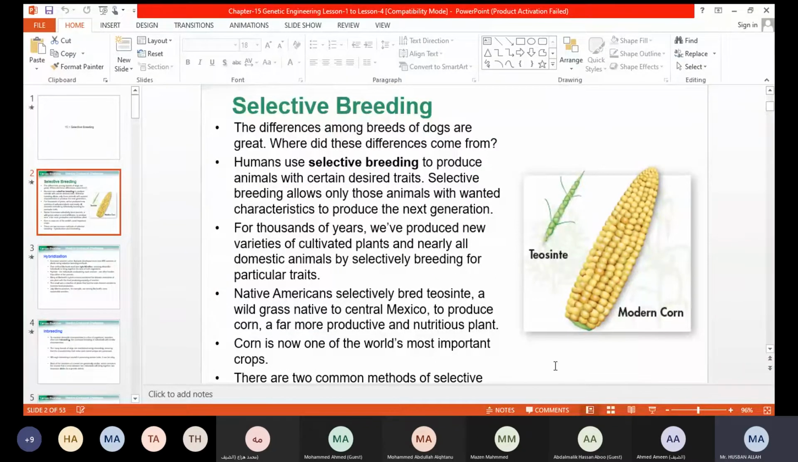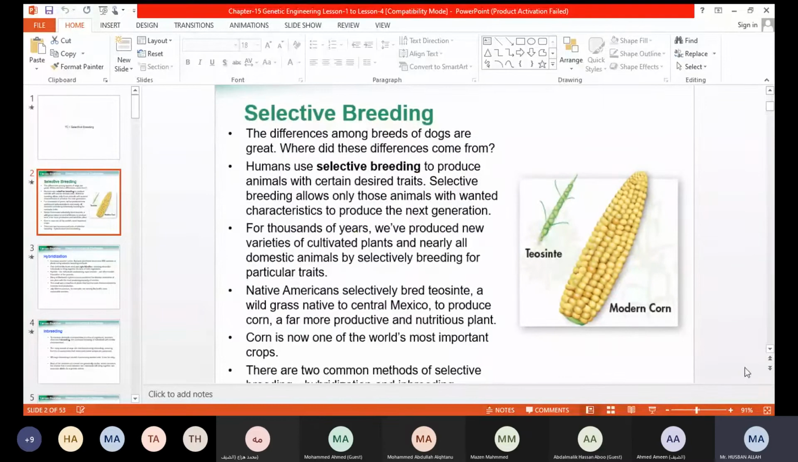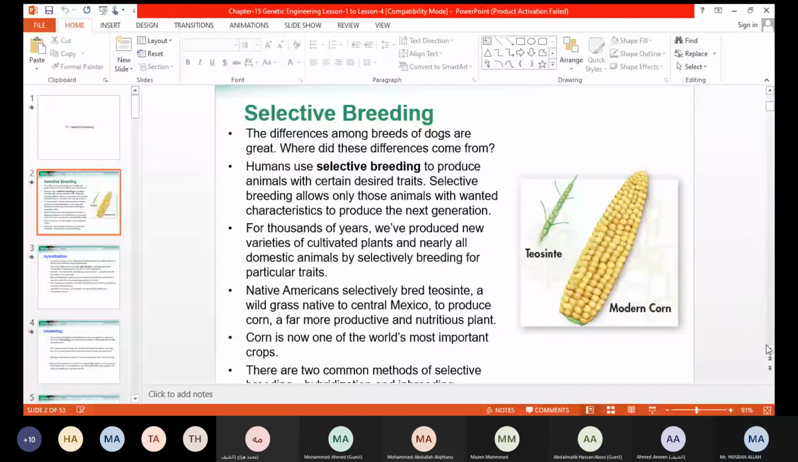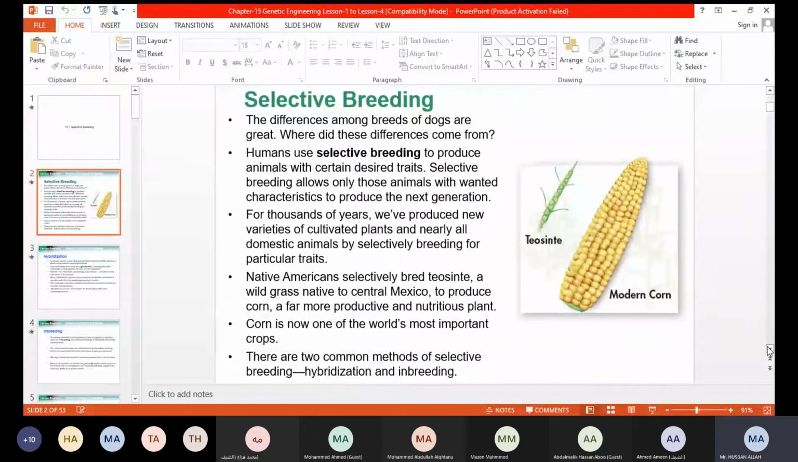Corn is one of the world's most important crops. Now, for selective breeding, we need some methodologies. We have two ways for selective breeding: one is hybridization, and the other is interbreeding, or inbreeding.